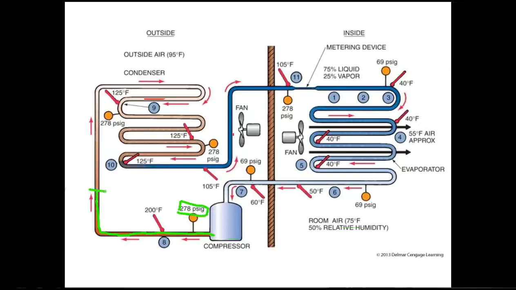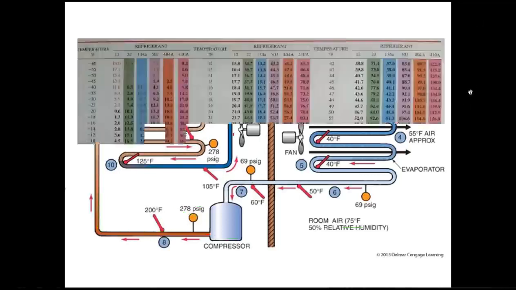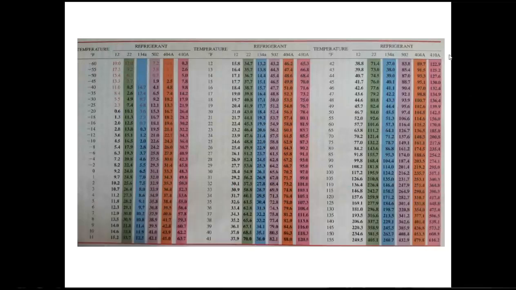So we're at 278 PSIG, and at a certain point in the condenser coil, we are going to hit the saturation point of this refrigerant. And if we take a look, right here, 278 PSIG, here's our R22 column, here's our temperature column, this is the saturation point. 278 PSIG for R22 means it's at 125 degree temperature.